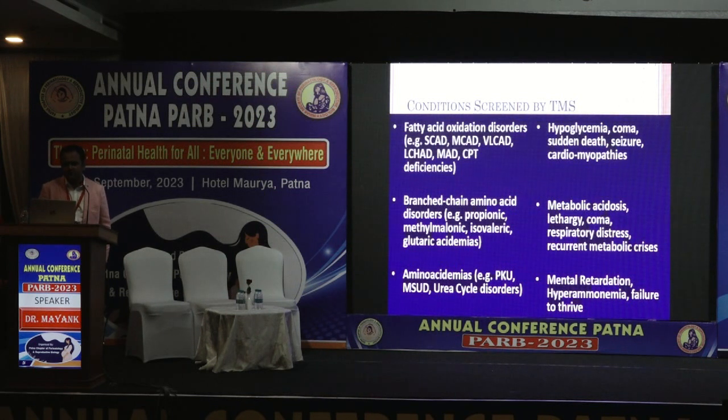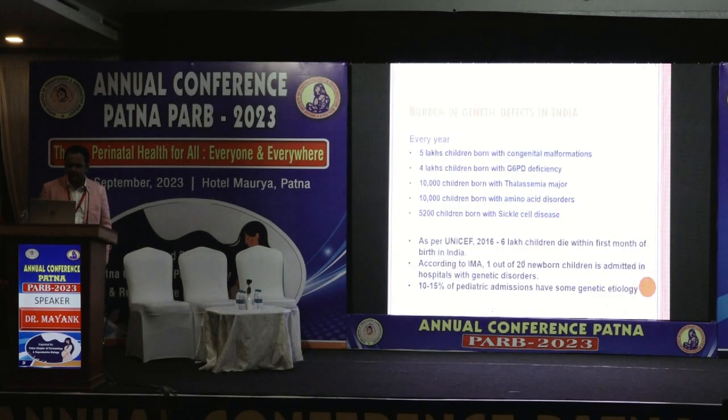With amino acid disorders, they may have acidosis, coma, something like that. Urea cycle defects, all these are very common. And if diagnosed early, treatment can be started and the child may have a normal life. Now, burden of genetic defects in India, you'll be surprised to know that around 10 to 15% of pediatric emergency admissions have some genetic etiology.